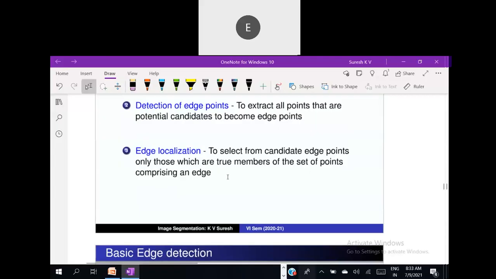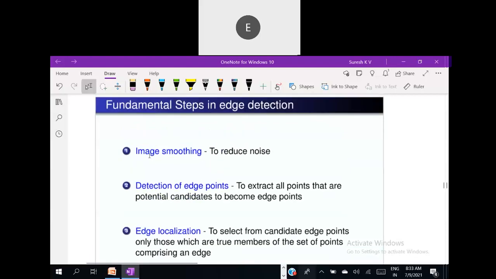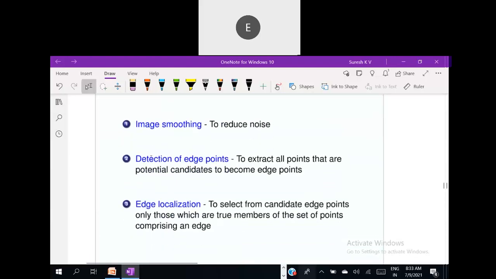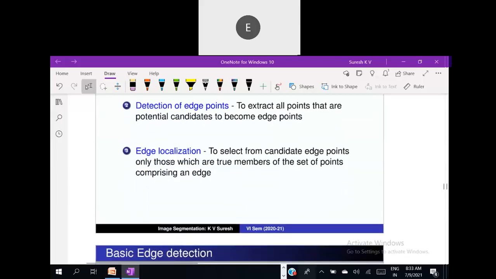Then localize them, because some of them may not be edge points; because of some variation you would have got them. So you need to localize them. That means you need to select the candidate edge points which are actually the true members, which are having an edge. That could be done by referring to or comparing with the neighboring pixel values. Okay, so let me repeat. The first step is smoothing, the second step is detection of edge points, and the third step is edge localization.